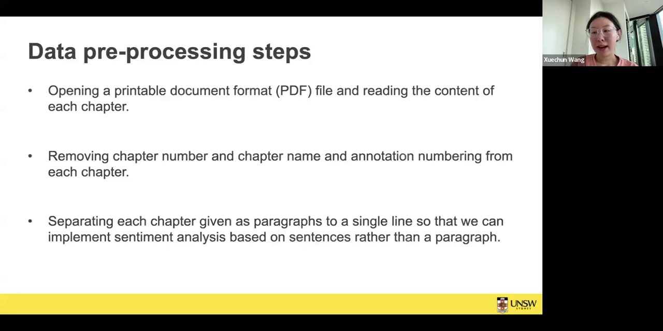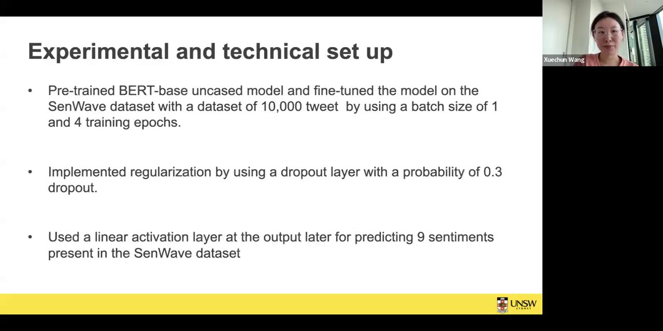And here are my detailed data pre-processing steps. First is opening the PDF files and reading the content of each chapter. Next is removing the chapter numbers, chapter names, and annotation numbering from each chapter. Finally, we separate each chapter, putting each paragraph on a single line, so that we can implement sentiment analysis based on sentences rather than paragraphs.